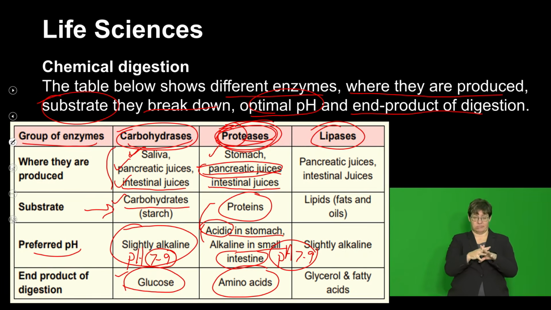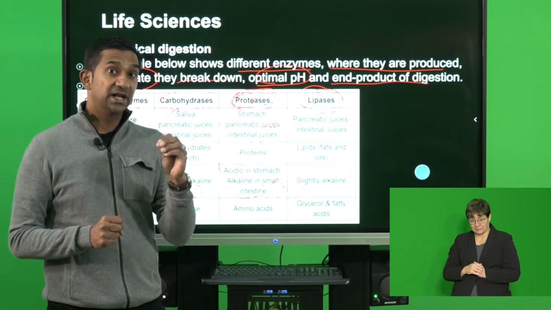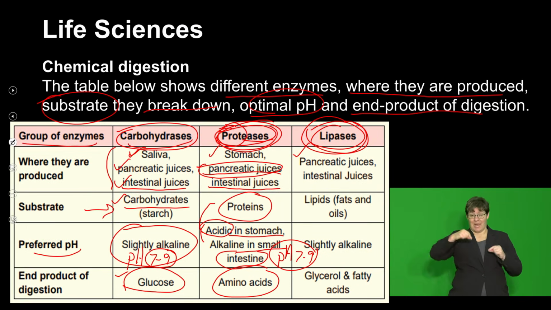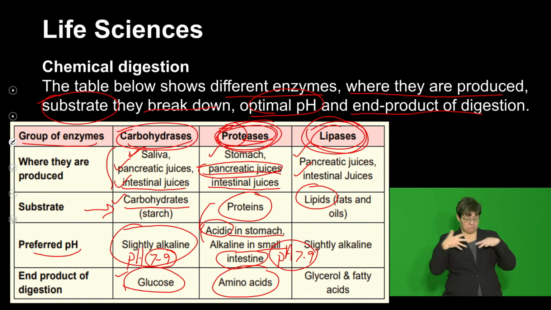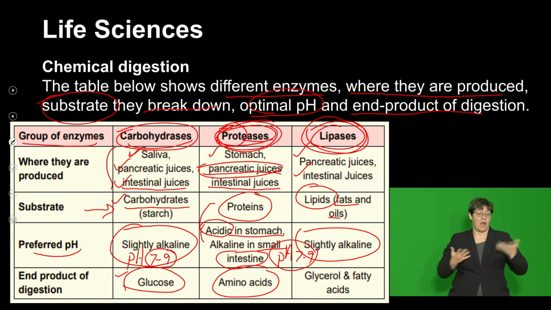Finally, the last group of organic compounds is lipids, and the enzymes that break down lipids are called lipases. Lipases are produced by the pancreatic juices in the pancreas, along with the intestinal juices produced in the intestine. These enzymes target the lipids, and remember that lipids are made up of fatty acids and glycerol, so these enzymes break them down into smaller molecules of fatty acids and glycerol. These enzymes all function in an alkaline medium.